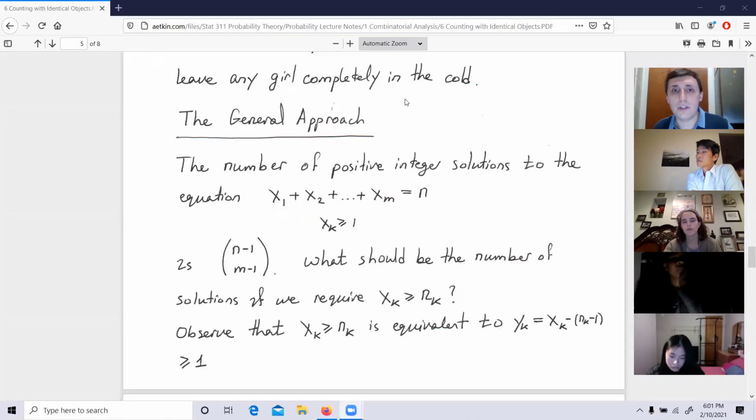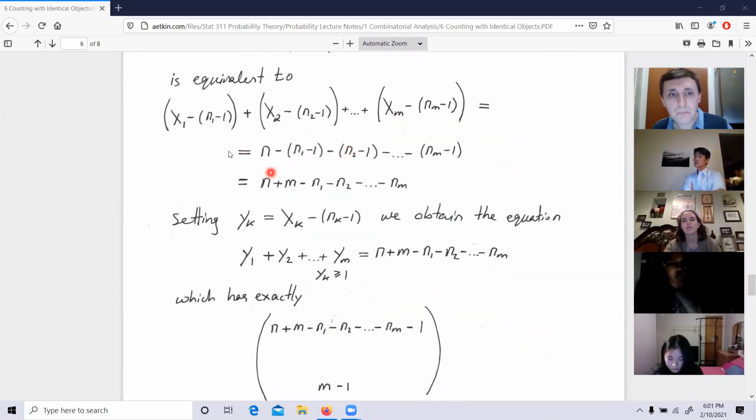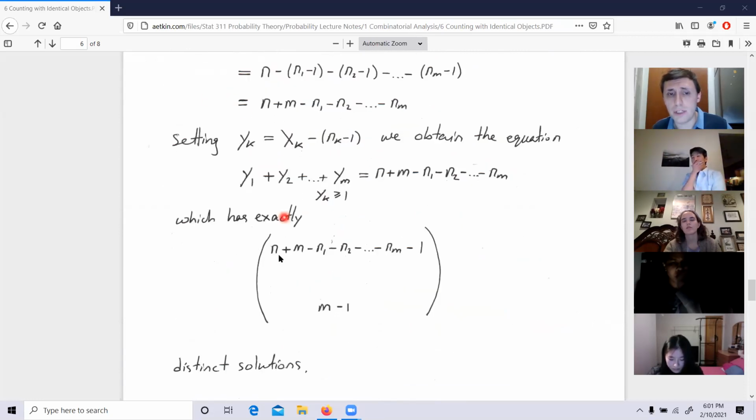So that's the general situation. What happens in general? You can convert it. I converted it to the situation where it's 1. You can convert it to this. You see, like, guys. So it's n plus m minus 1, and then you have, so it's n plus m, where m is the number of partitions I need, minus n1, where n1 is the minimum number for person 1, and n2 is the minimum number for person 2, and onwards, choose m minus 1. So that's how many distinct partitions are possible. You follow?